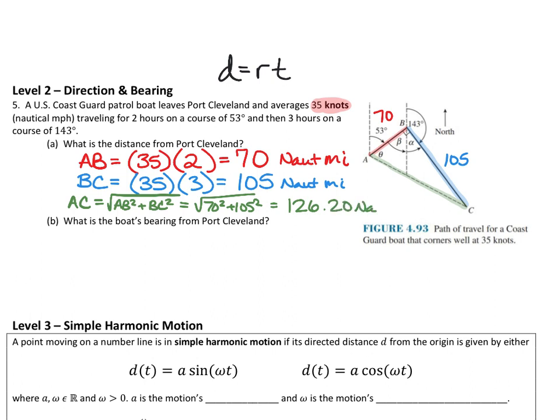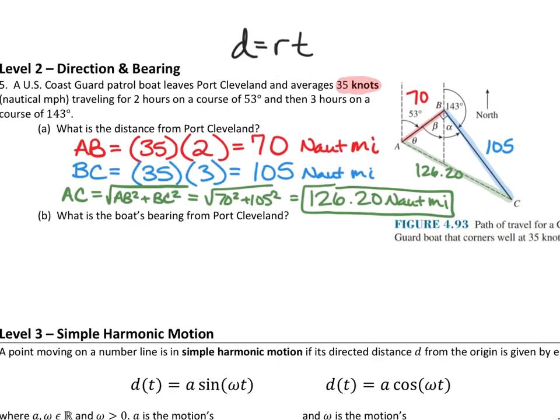126.20 nautical miles. So that's how far from home we are if we were to fly like a bird back home. That's this distance, 126.20. Dude, I'm a deep sea guy. Okay, here's what we know now for the boat's bearing.